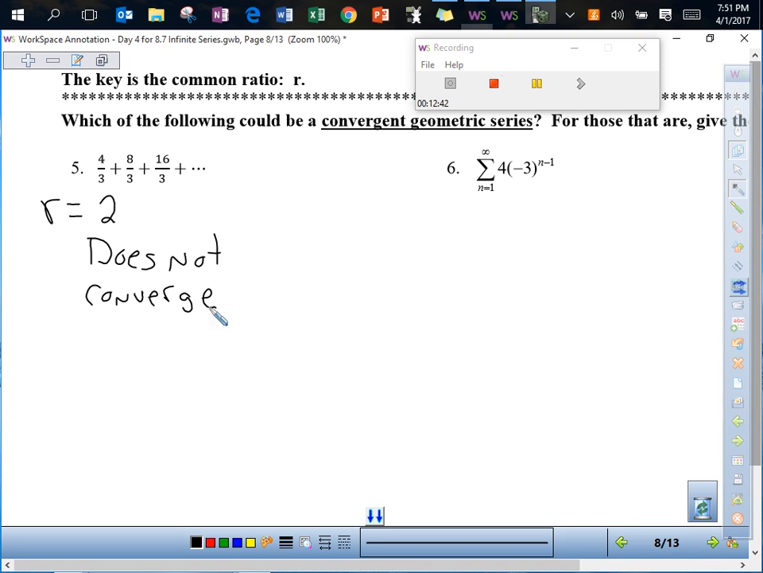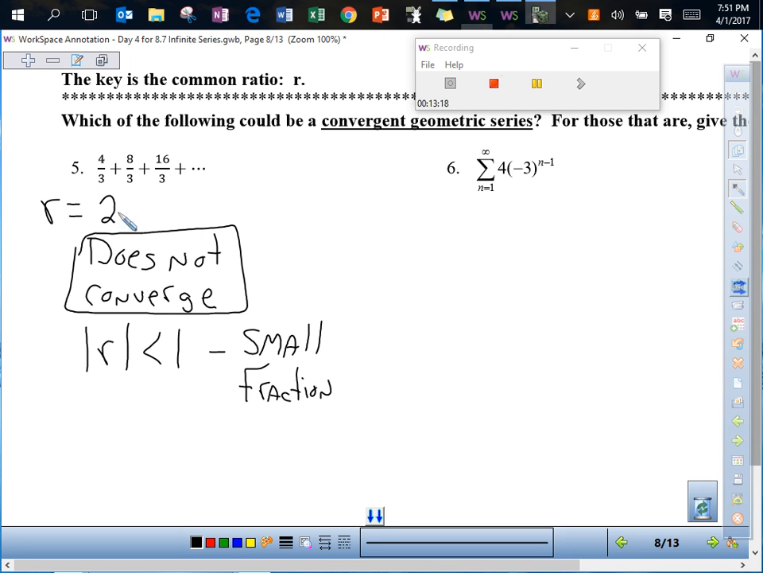For this thing to converge, the absolute value of my R value's got to be less than 1. That way, guys, we're multiplying by a small fraction. And when we multiply by a small fraction, we get those decimals that you saw on my spreadsheet. So we're adding numbers that are smaller and smaller and smaller. So when your R value, absolute value, is not less than 1, it does not converge. This thing is going to grow forever. We could have also said that it's going to diverge.